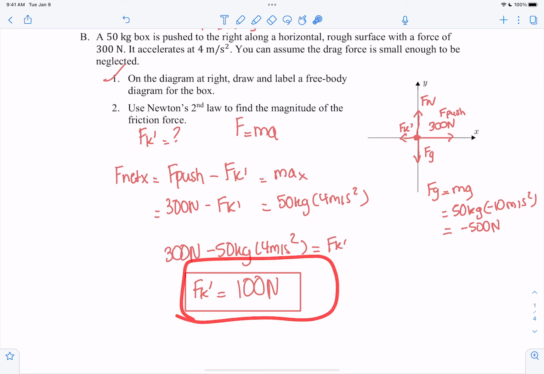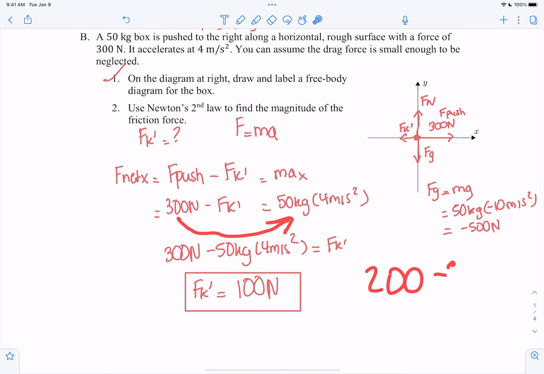you're already set. Otherwise, if you did F push plus FK prime, if you did plus, then you're going to end up subtracting this 300 newtons on this side, and you get 200 minus 300 newtons. And that's going to be a negative 100 newtons. Same 100 newtons, it's just that the negative sign at the very end as your final answer is also correct, but it indicates the direction. We only want to figure out the magnitude, so we just want the absolute value of the force.